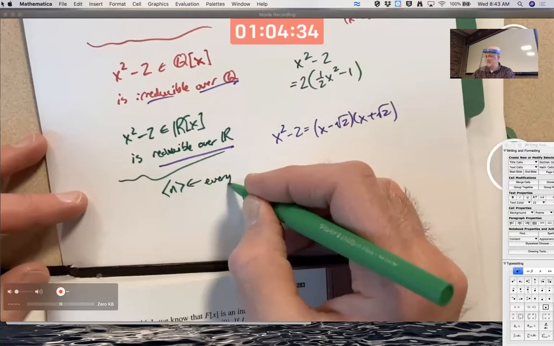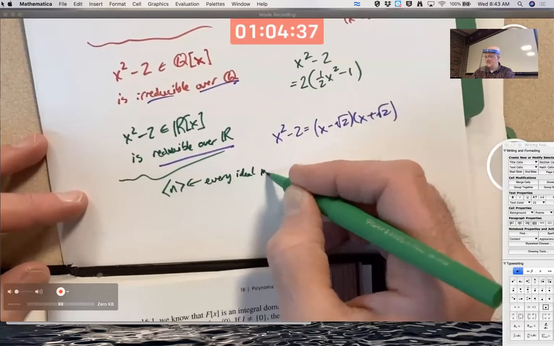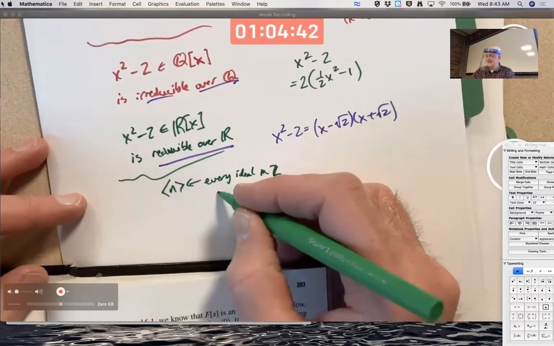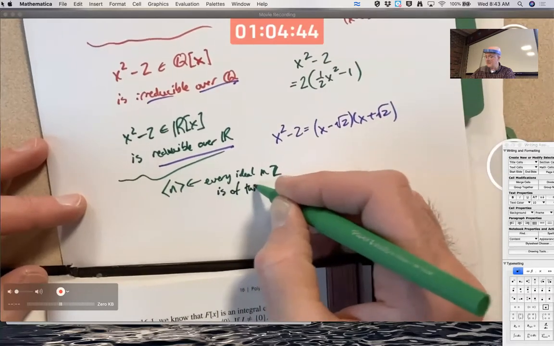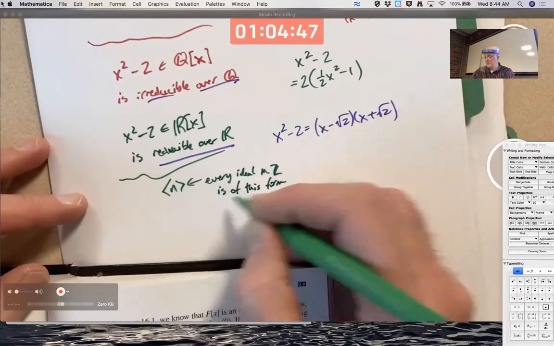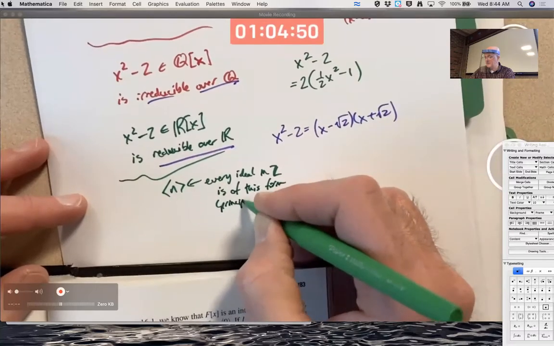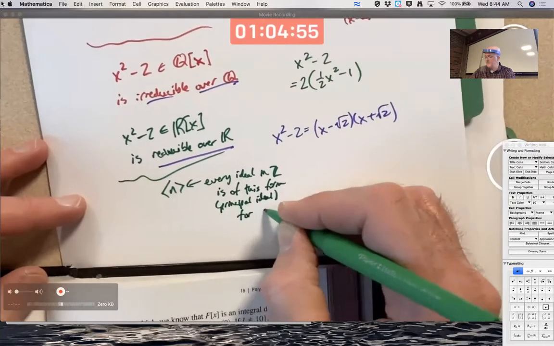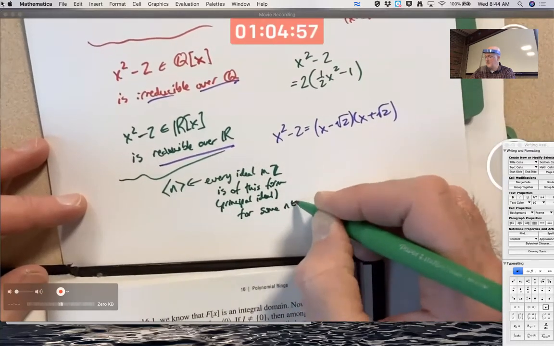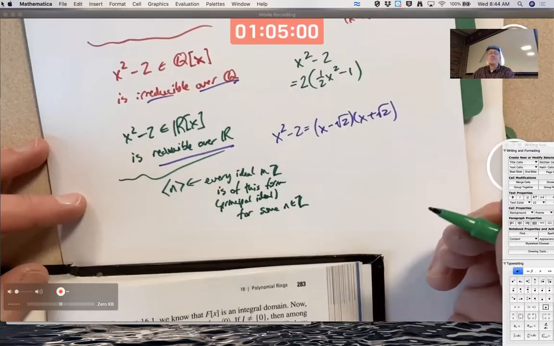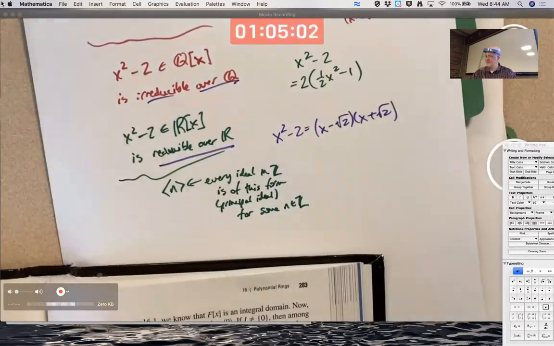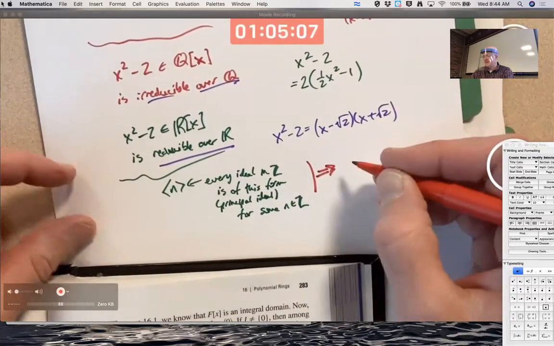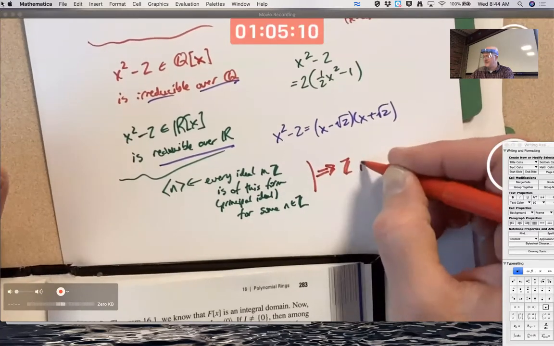Every ideal in Z, I guess I'm not really proving this, you're just trusting me, is of this form. In other words, it's a principal ideal for some integer n. That's enough according to this definition, if you believe this is true, and you're just trusting me here, to say that Z is a principal ideal domain, P.I.D.